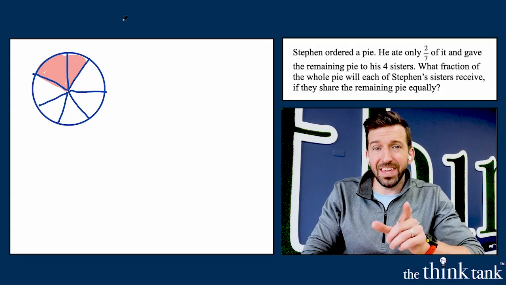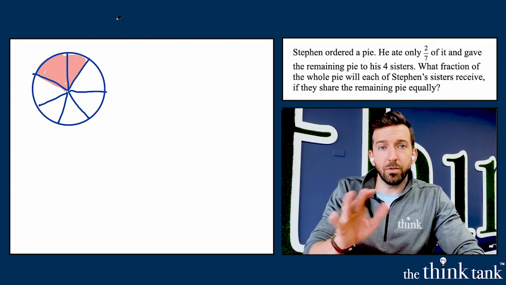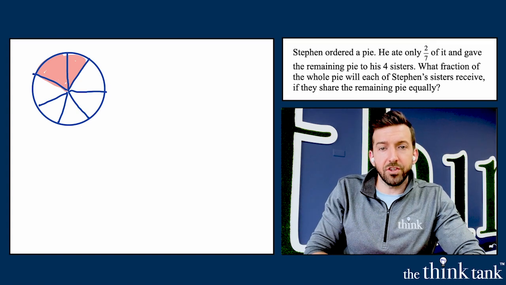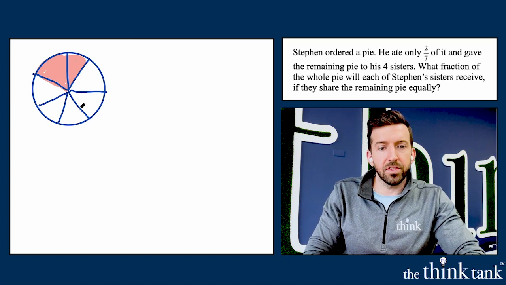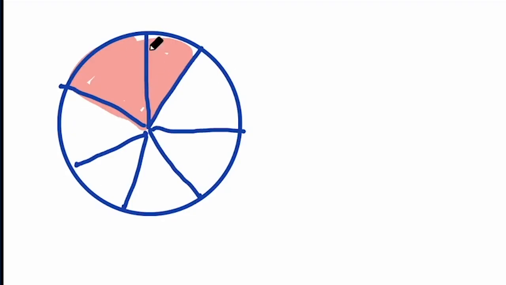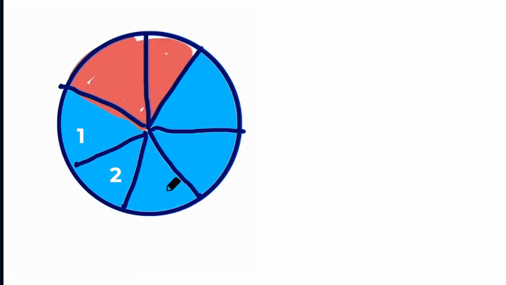And then meanwhile, he's dividing up the remaining pie equally amongst his 4 sisters, and they're each going to get an equal share. We're trying to find out what share they each get. So how do we do this? Well, we took the whole 7/7 and we took away 2/7, which leaves how many 7s? You could count it if you want to. 1, 2, 3, 4, 5.